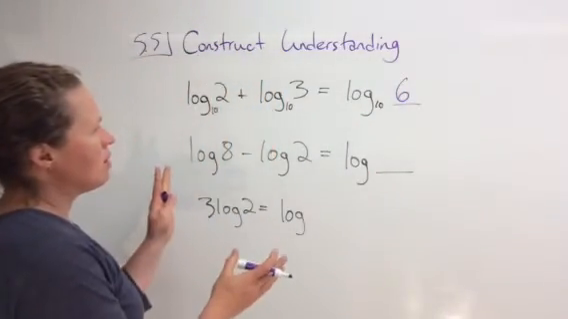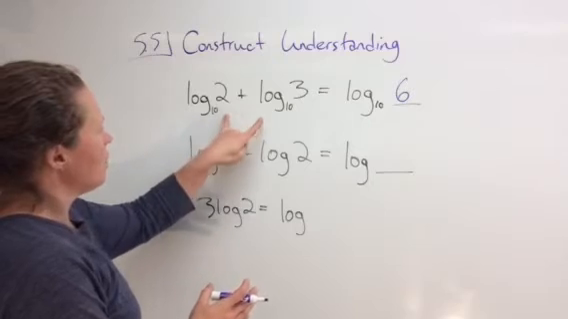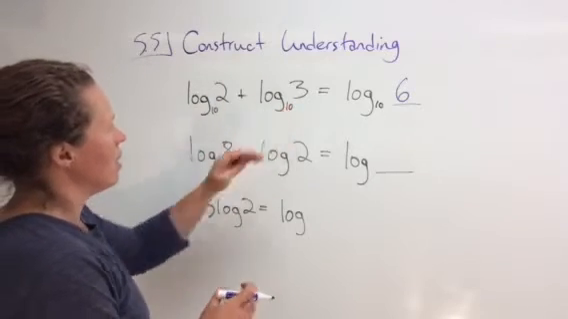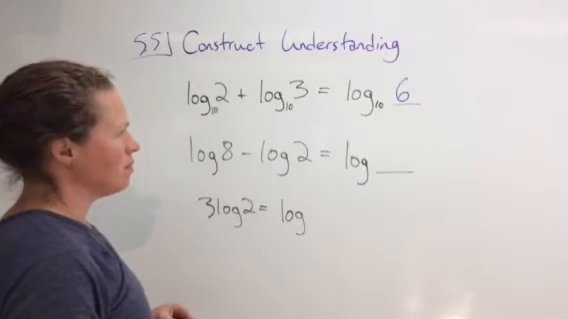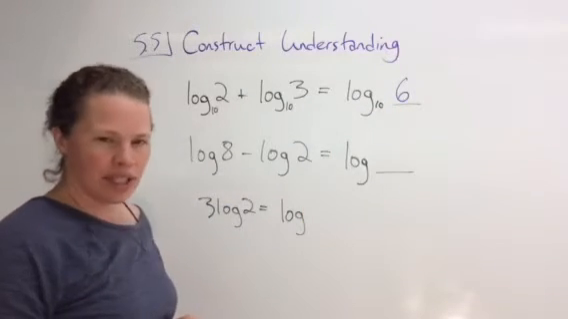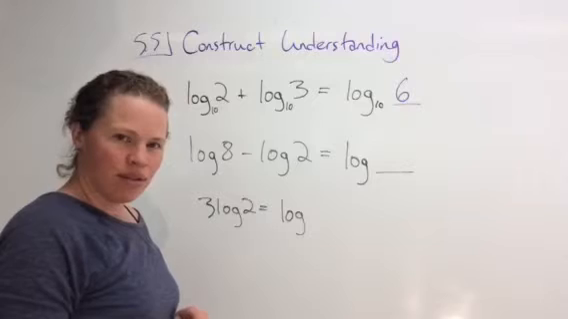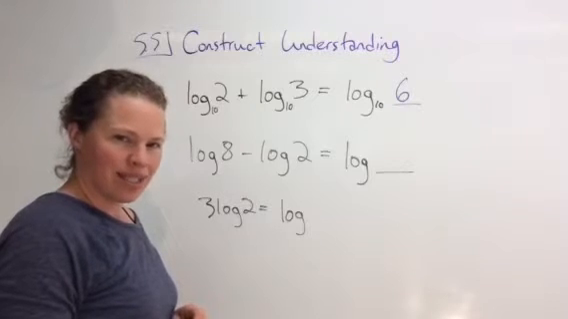So we can develop the rule then that if we have the same base and we're adding logs, we can multiply these numbers to get the final answer. Kind of like the inverse of when you do it with exponents.